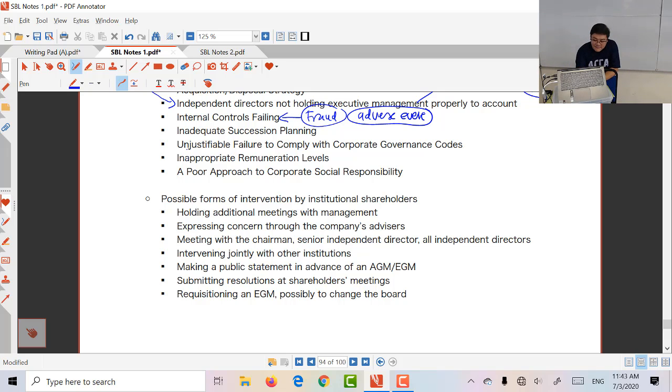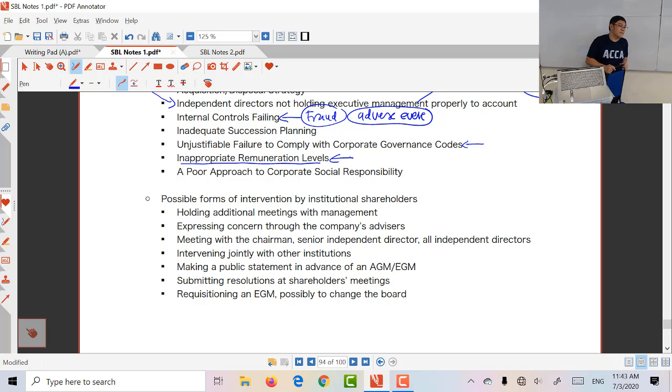Now, unjustifiable failure of compliance. It's when they fail to comply with the code but cannot give a good reason, or they keep giving the same reason. That means they purposely don't comply. They keep telling you, oh, that's the reason. To us, that's an excuse.